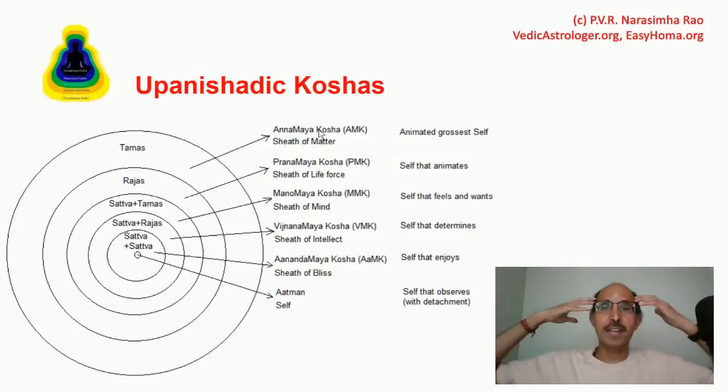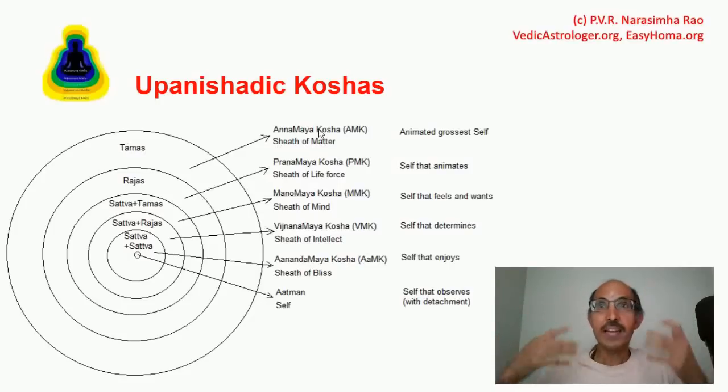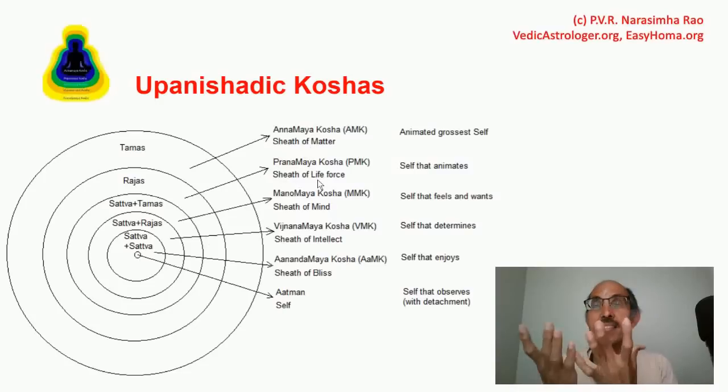When you think of PVR Narasimha Rao, you look at this body, you look at this face, you look at this person who's speaking. So that matter that everybody is able to perceive is the Annamaya Kosha. And at the higher level, we have something called Pranamaya Kosha, or the sheath of life force. This is the self that animates the physical existence.